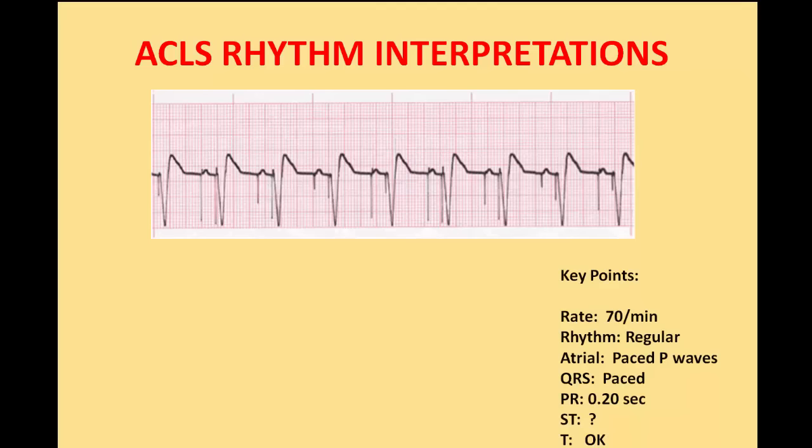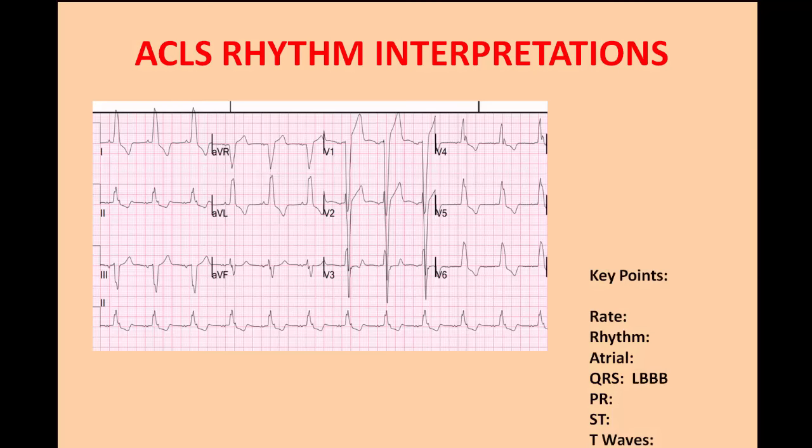This is an example of an AV sequential pacemaker, because we see a spike here followed by a P wave, and then we see a second spike which is followed by a wide QRS complex. So this is a classic example of an AV sequential pacemaker which seems to be working properly.